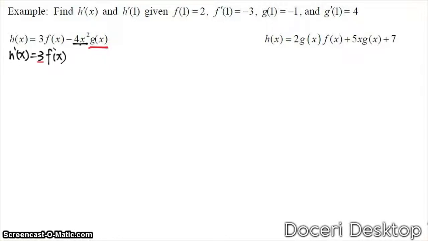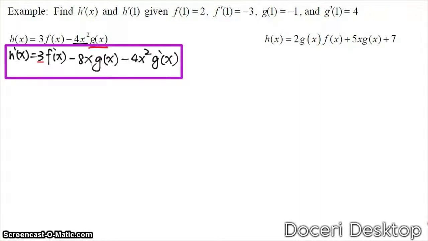I'm going to keep the negative outside. Actually, it's not that difficult. So it's g of x, plus negative times inside, so negative 4x squared, which doesn't get touched anymore, times g prime of x. So this is our nice little derivative function right here.